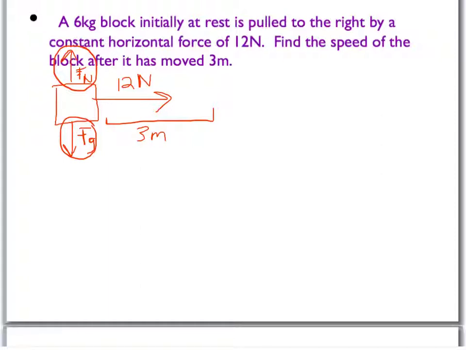So only the 12 Newton force is actually in the direction of the displacement and therefore can do work on the object. We know that that work is equal to that constant force of 12 newtons times that displacement of 3 meters. Now, to look for the velocity of this object once it has gone through that 3 meter displacement, we can take this amount of work, which the 12 times 3 would give you 36.